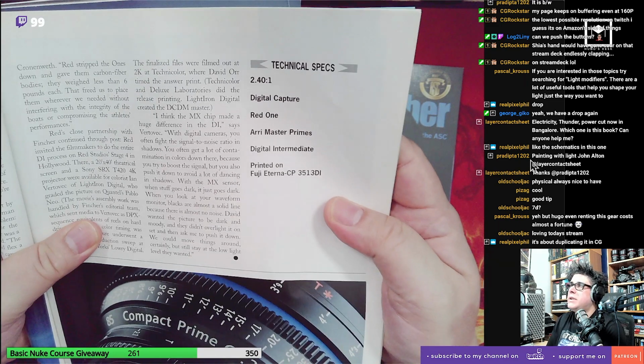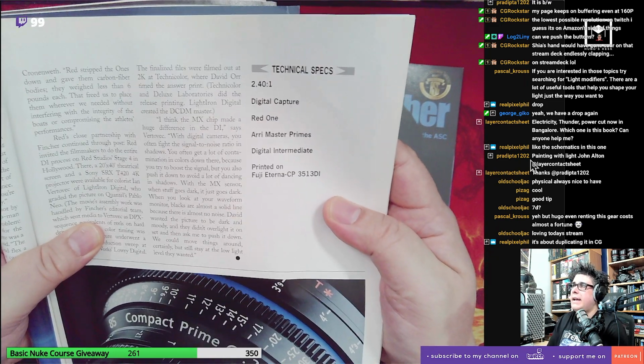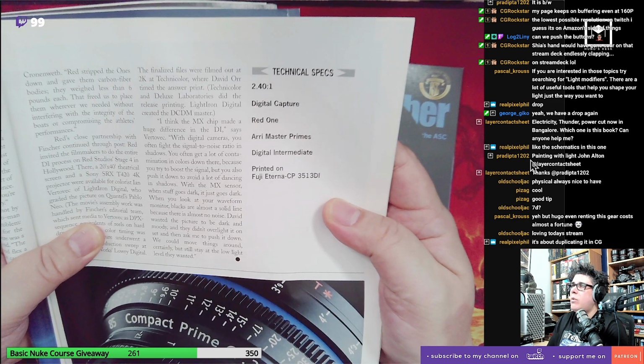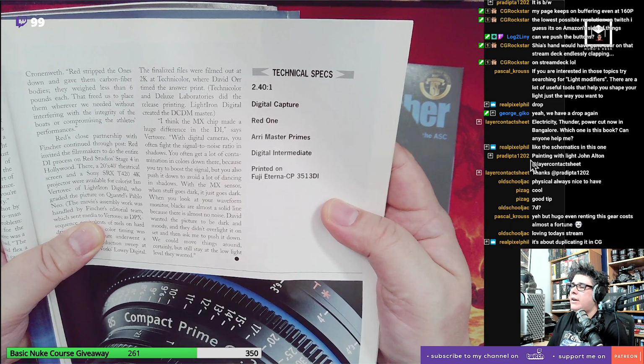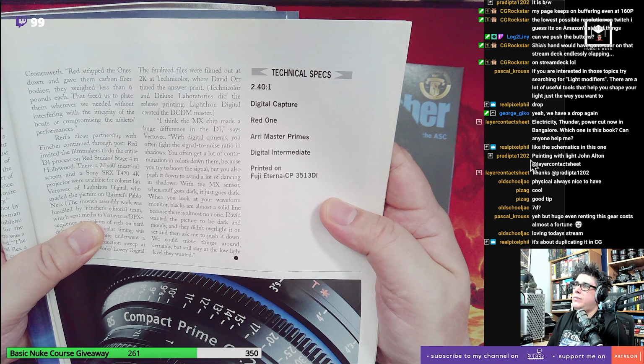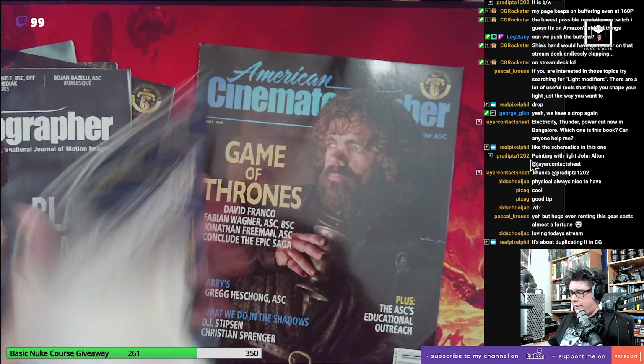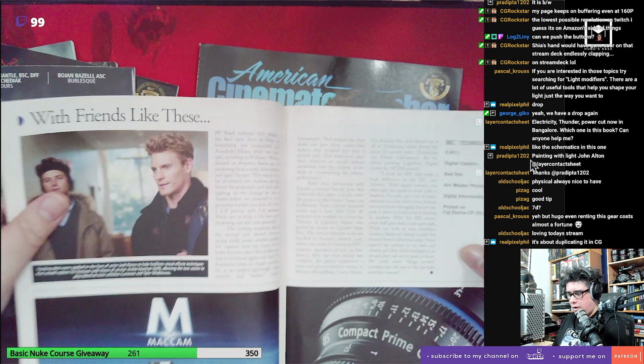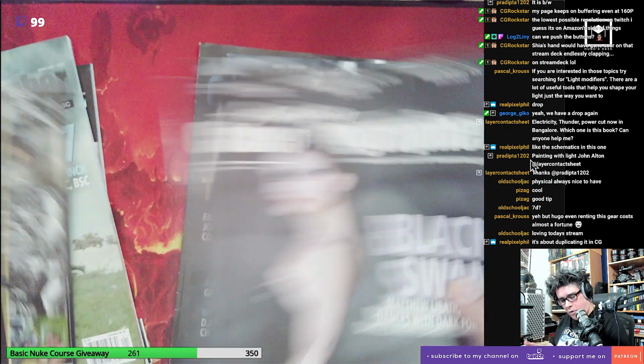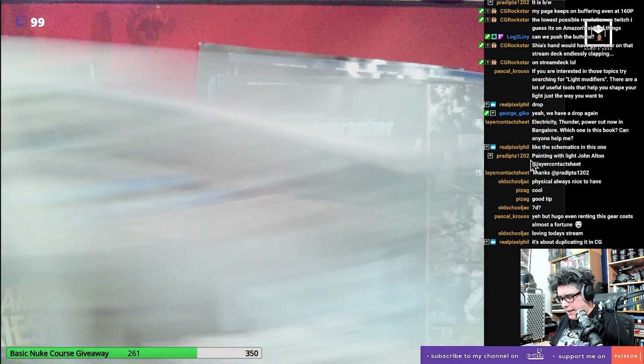Look, this was done with a RED One back then. It used ARRI Master Primes, and it was printed on Fuji Eterna film. And it was a 2.40:1. And of course, you have a huge article. This is like 10 pages long, you know. Let's go to a more recent one, which would be The Mandalorian.